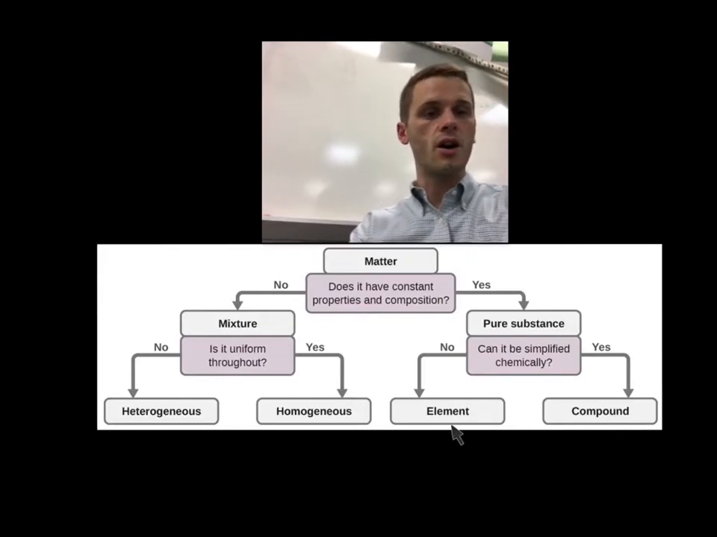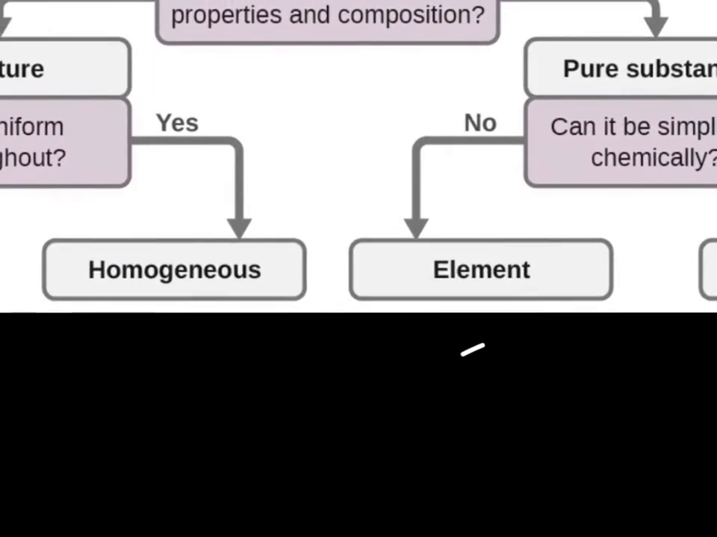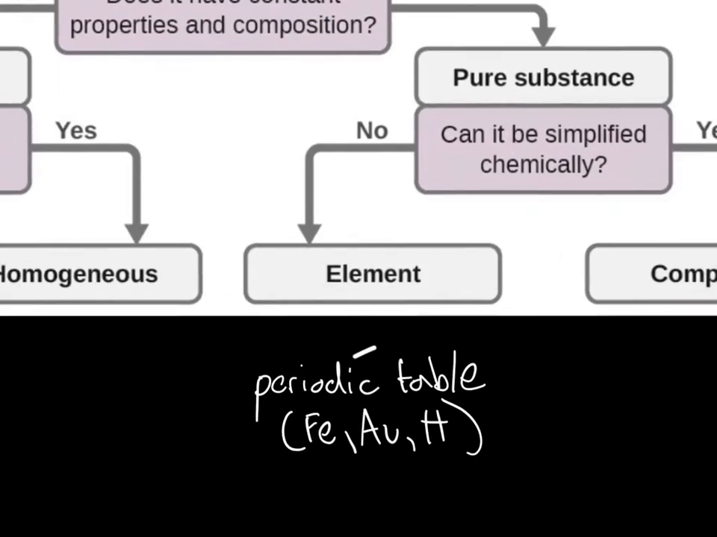First, let's talk about what all these are. Let's concentrate on the element right here. So an element is basically something that you find on the periodic table. There's a ton of them, but things like iron, things like gold, things like hydrogen, anything you find on the periodic table is an element.